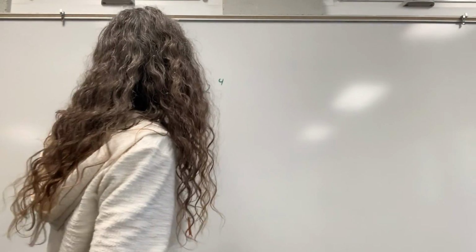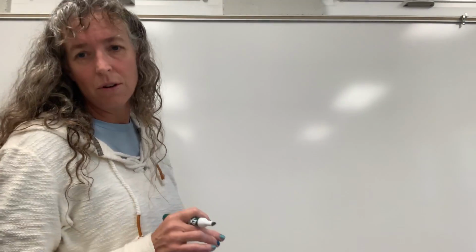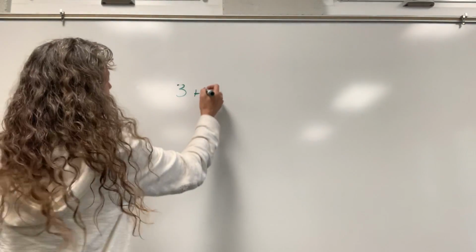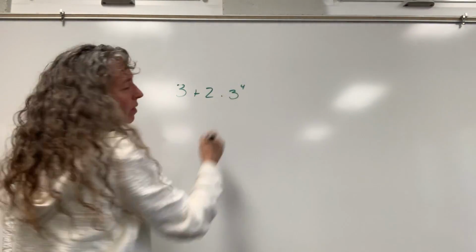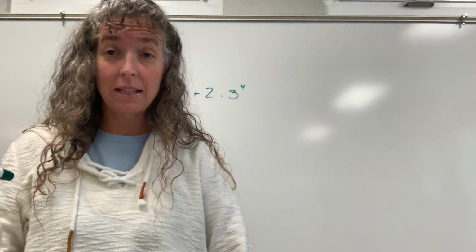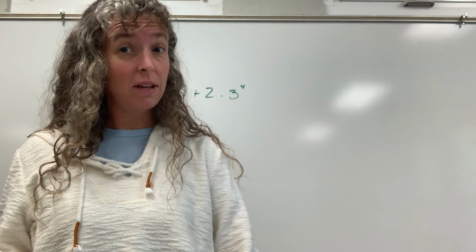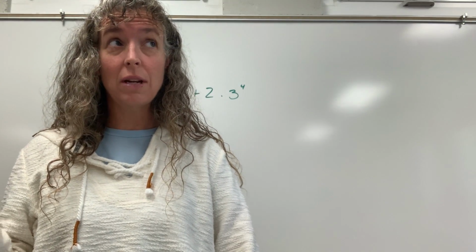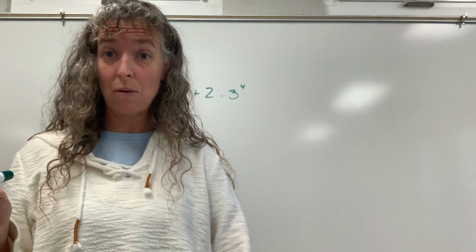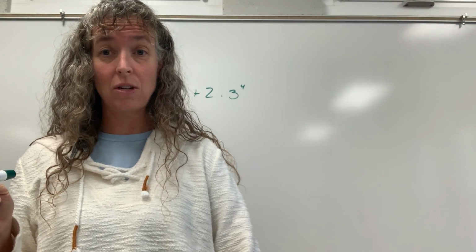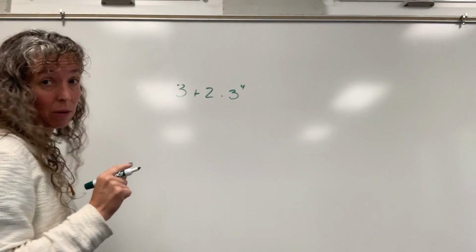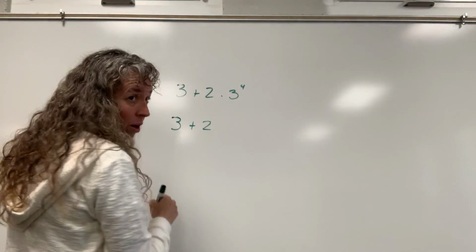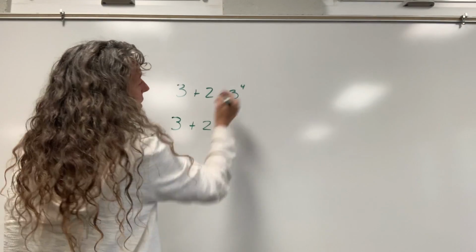Evaluate that expression. Okay, we need to make sure we do our order of operations. Plus 2 times 3 to the 4th. And our order of operations is parentheses. Do we have any of those? Okay, we don't have any parentheses. So what do we do next? Exponents is next in our order of operations, right? So we do have an exponent, so we're going to want to go ahead and do that. So we leave 3 plus 2 alone, and we go ahead and do 3 to the 4th.